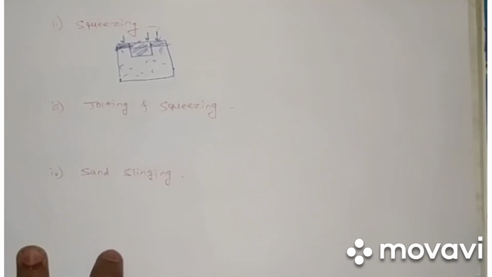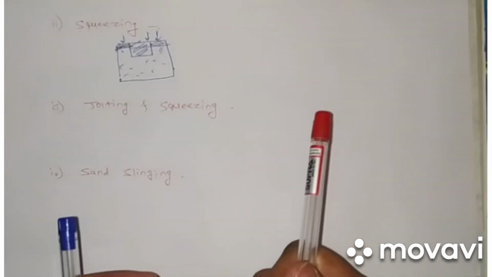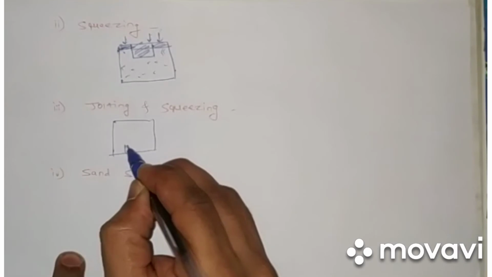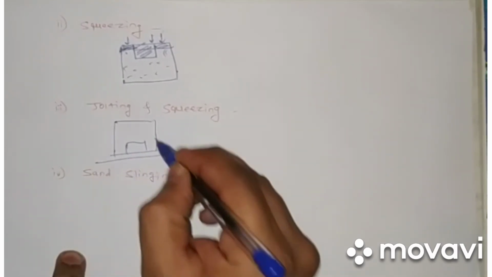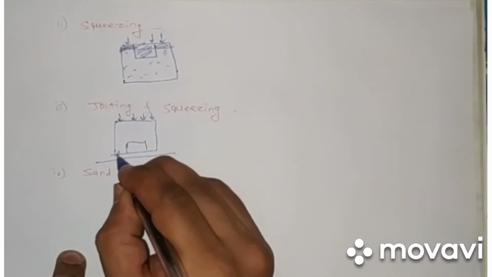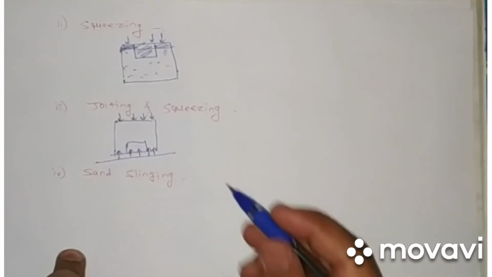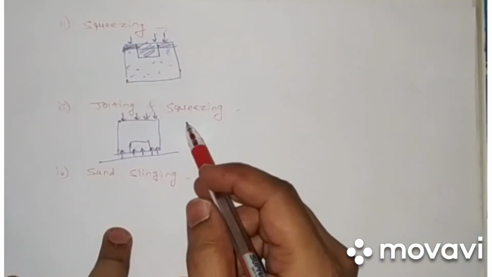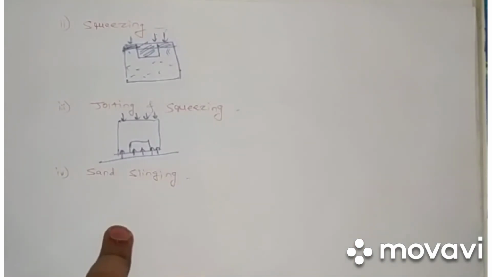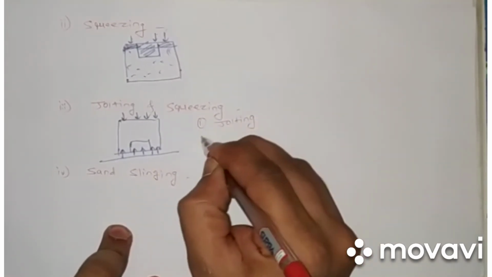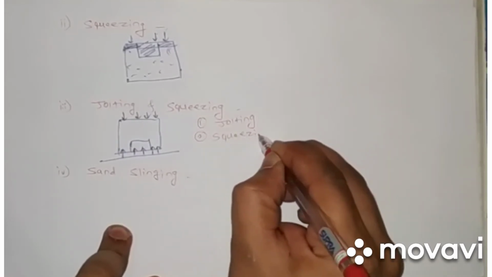So what we can do is combine the jolting and squeezing processes, so that there will be uniformity of the sand. We will press it from the top, and we will also have the reaction force from the bottom. Now the question arises which process should we do first, squeezing or jolting? Always jolting is done first and then squeezing is done. This is an important thing.